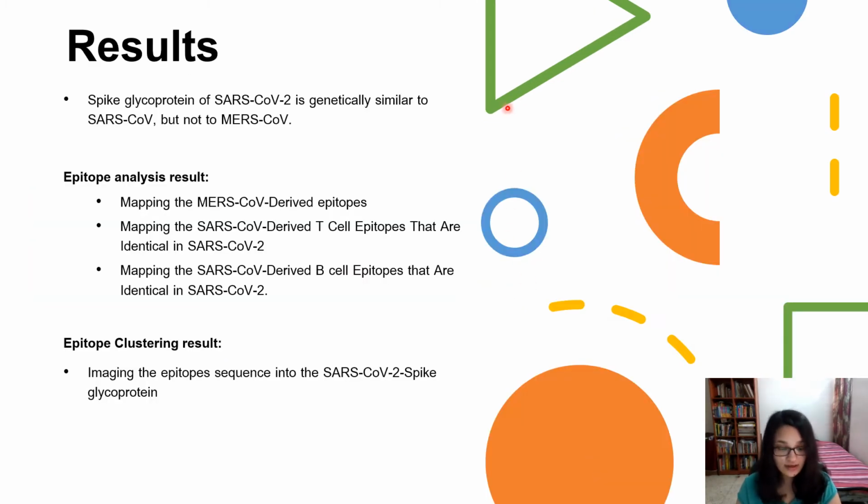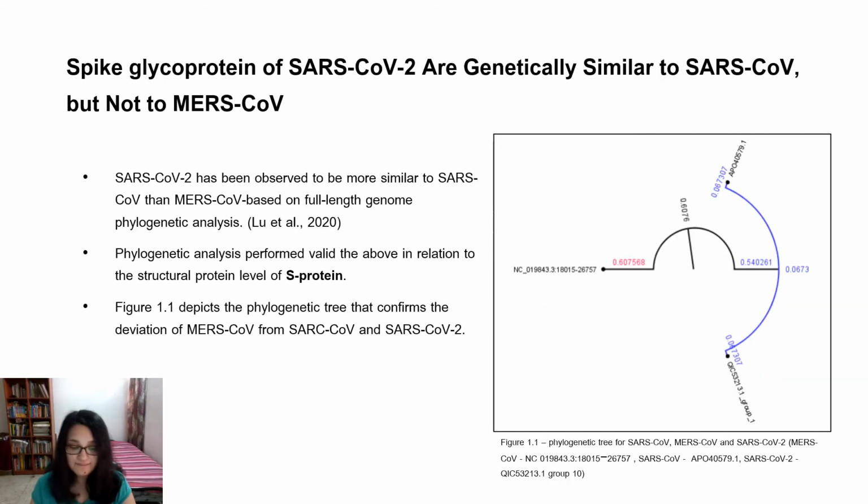And finally, this is a brief overview of the results that we've obtained, and we'll discuss these results in detail. The first result is that the spike glycoprotein of SARS-CoV-2 is genetically similar to the SARS-CoV, but not to the MERS-CoV, based on full-length genome phylogenetic analysis performed in relation to the spike glycoprotein. And this figure here shows this phylogenetic analysis that confirms the deviation of the MERS-CoV from the SARS-CoV and SARS-CoV-2.